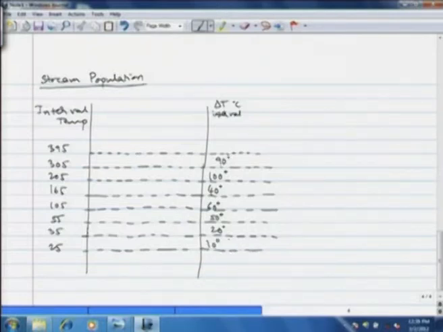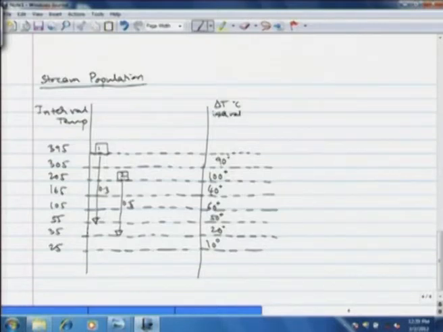And now we have to mark the streams in this temperature interval. The first stream goes from 395 to 55. It has a CP value of 0.3, so that I write besides the stream. Then stream 2 goes from 205 to 35. It has a CP of 0.5, that again we write at the side.